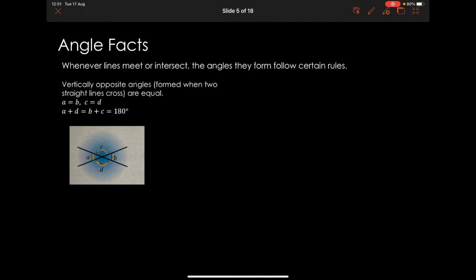We can also remember, if I just grab a different colour, the straight line rule, because this is a straight line, which means that these two add up to 180 degrees. And this is a straight line, which means that these two add up to 180 degrees. So just remember those straight line rules as well. But for this one, if they cross over, this angle equals that angle and that angle equals that angle. We say that vertically opposite angles are equal. You need to remember that.